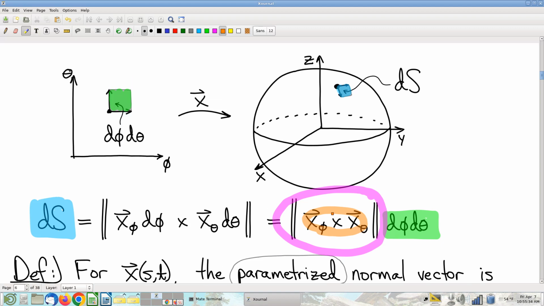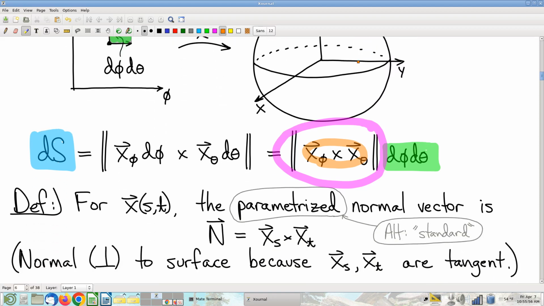If you think about it, x phi and x theta are both tangent to the surface, and so that means that this cross product is perpendicular to the surface. And that's going to end up being extremely useful later on. It's hard to see right now where that's going to come in, but it is going to be a big deal. So in anticipation of that, we make the following definition. That cross product, we're going to call capital N.